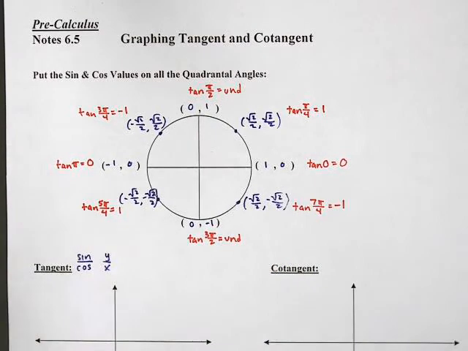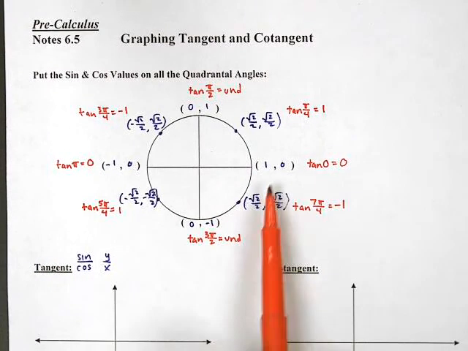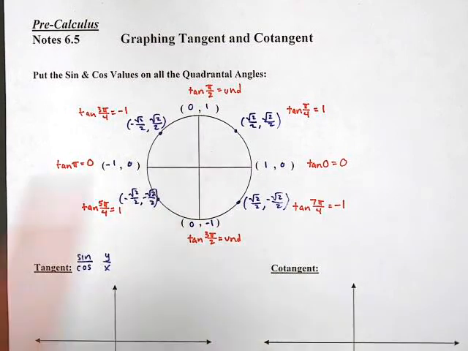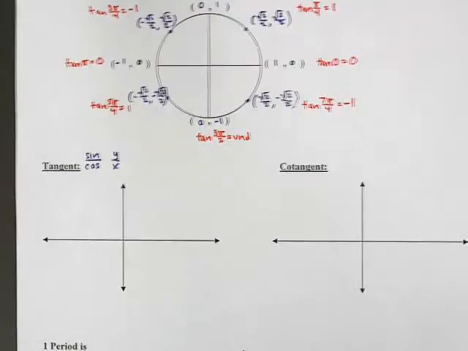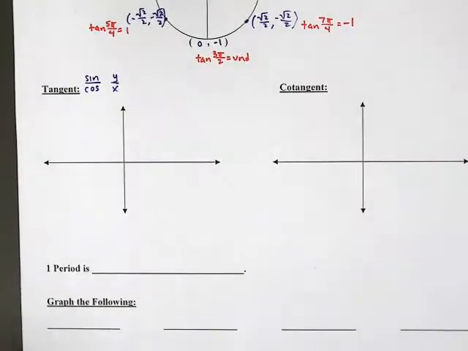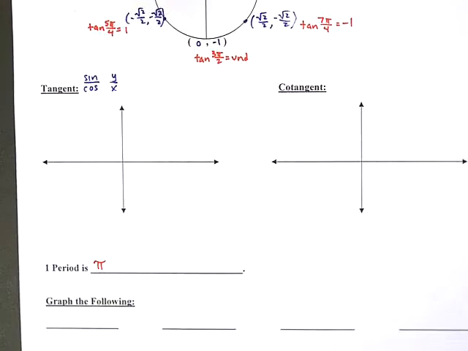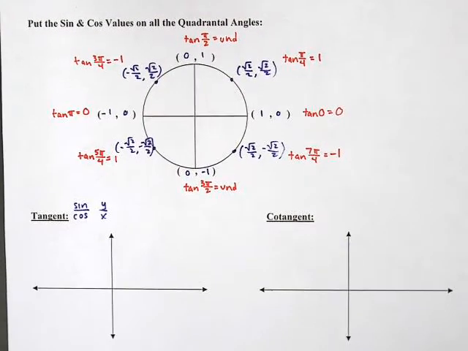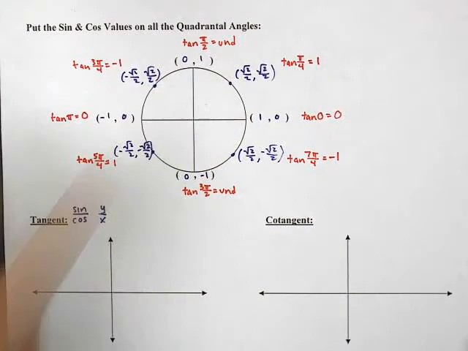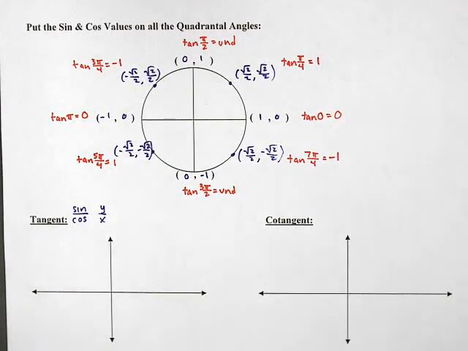So I am here to tell you now, and hopefully you can see it with these points, that these points down in the bottom half are just a repeat of the top half. Point being that one period for tangent and cotangent is pi now. It is no longer 2 pi. It does not take a full rotation to complete a cycle. It's just pi. Half of it. Okay? So that's important.